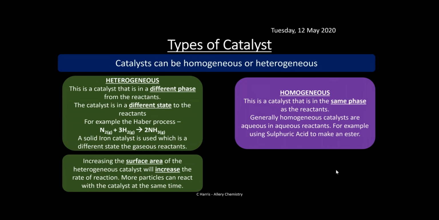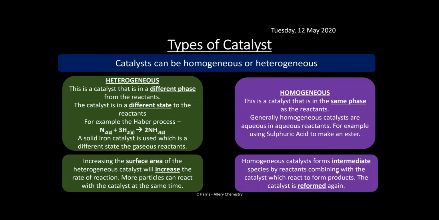Whereas if we look at a homogeneous catalyst, these are catalysts that are in the same phase as the reactants. So generally, homogeneous catalysts are in aqueous reactions. For example, sulfuric acid is used as a catalyst to help make an ester from an alcohol and a carboxylic acid. Homogeneous catalysts form an intermediate species by reactants combining with the catalyst, which react to form products, and the catalyst is reformed again. All catalysts are reformed. That's quite important.